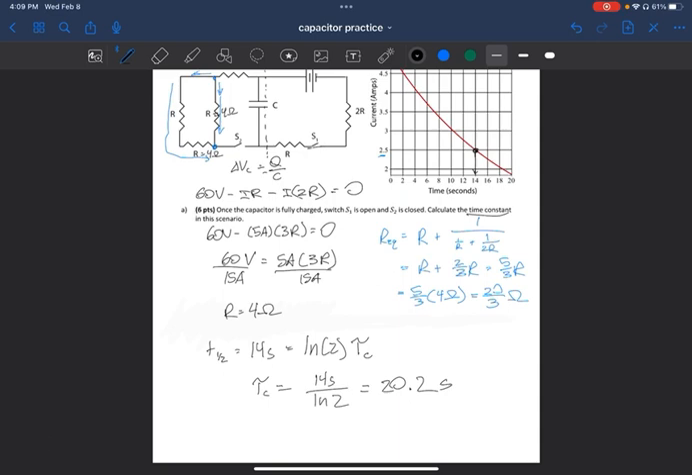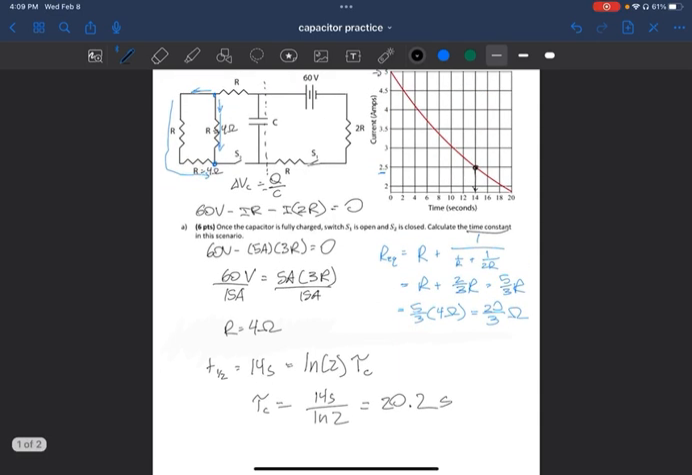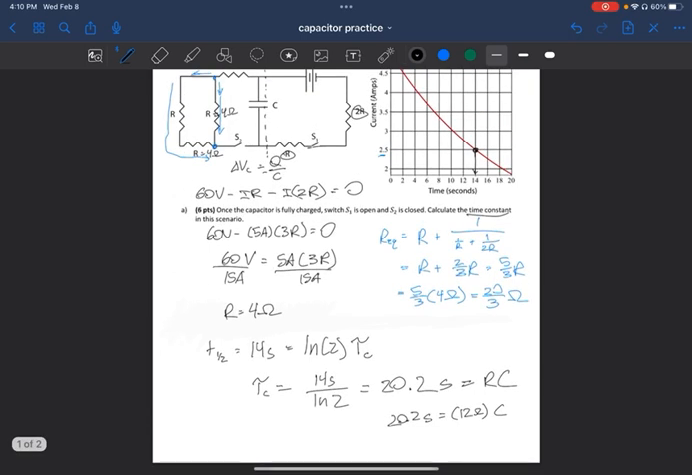Now we know that the time constant comes from whatever the equivalent resistance and the capacitance of the circuit are. In particular, the time constant is equal to RC, equivalent resistance times capacitance. And now we just figured out that R is 4 ohms, right? And in this right-hand side of the circuit, we have an equivalent resistance of 3R, just because we have one resistor over here with R, and one over here with 2R. So 3R is going to be 12 ohms. And so I can plug that in and we get 20.2 seconds equals 12 ohms times C. And we can divide by 12 ohms on each side, and we'll find that C is equal to 1.68 farads.